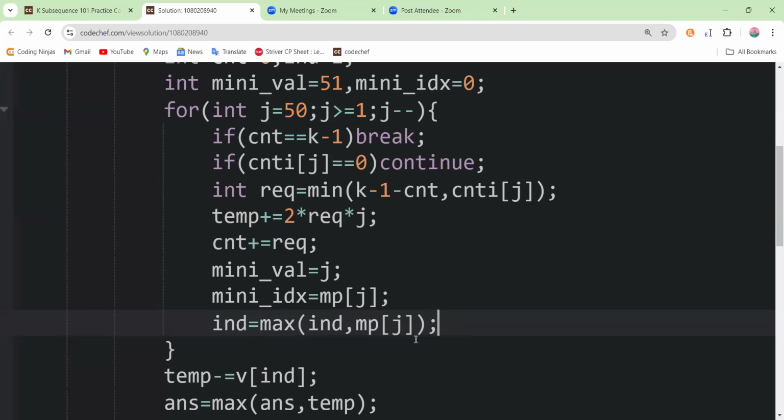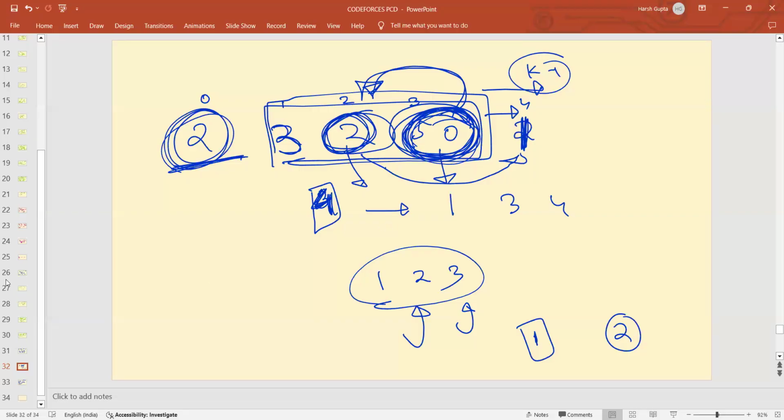Here, why are we taking 2 into required into j? Because what I am assuming is that for now I am adding all the k-1 elements twice. So if I am taking the element j required number of times, the sum that it will contribute is j into required into 2. Okay, in the slides, did you use the same method or was it a bit different? Yeah, the logic was the same.